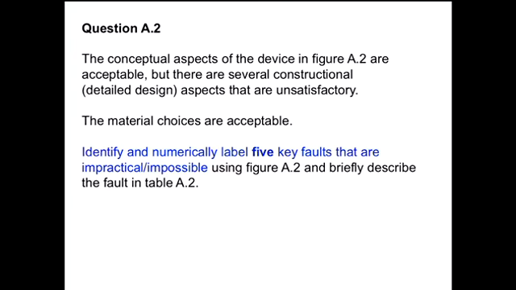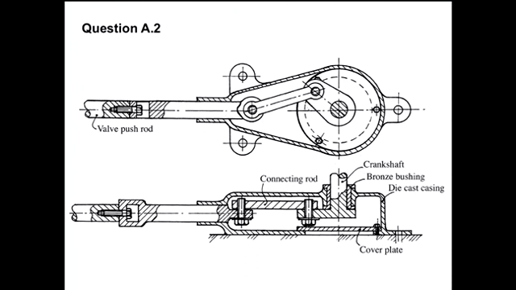Conceptually it's okay, but the constructional, detailed design of it, that is, how it gets put together and how it works, has got lots and lots of flaws. And there's nothing wrong with the material choices either. So the student or the young developing engineer is asked to identify 5 problems. It's a revolute connecting rod crank, turning revolving energy into prismatic energy.